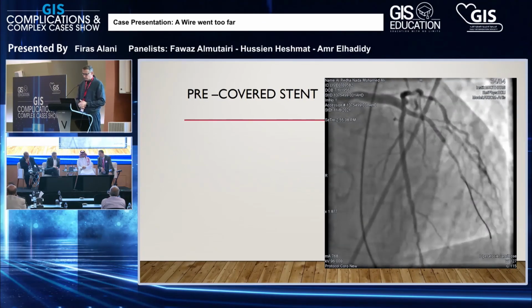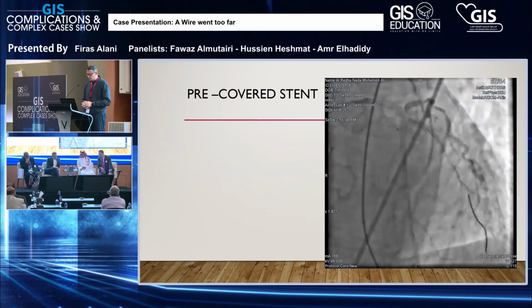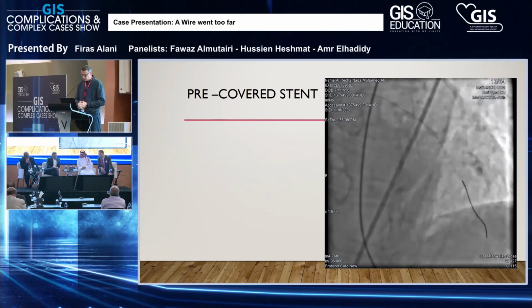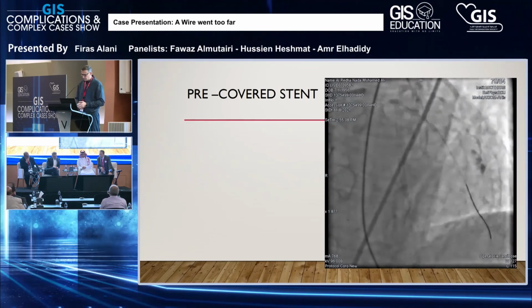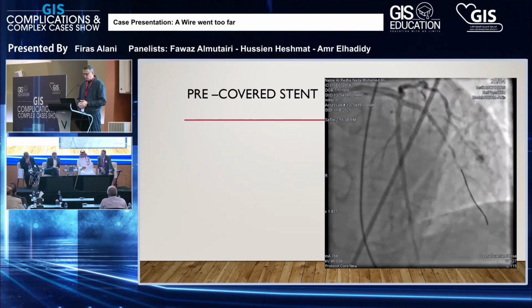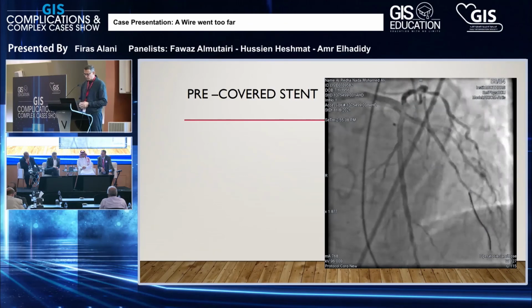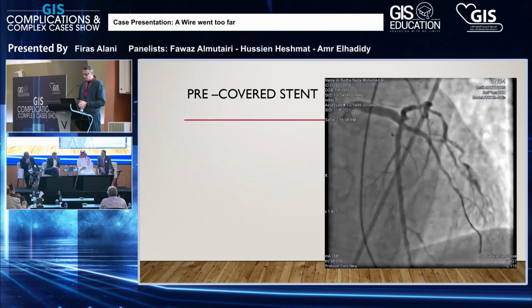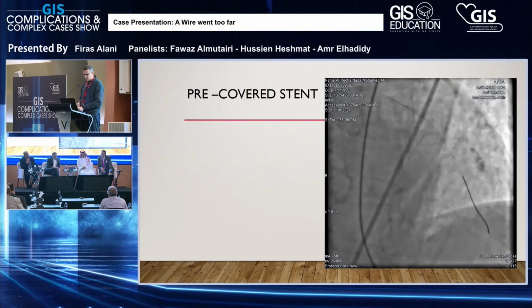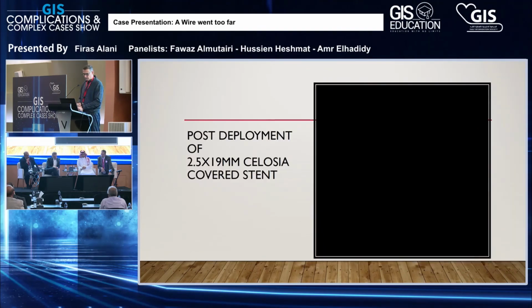And we had only two covered stents on the shelf. One was a 3.5, which we're not going to put here, and the other one was a 2.5. And the length of that stent was a 24 millimeter stent. So we decided to proceed with the covered stent.